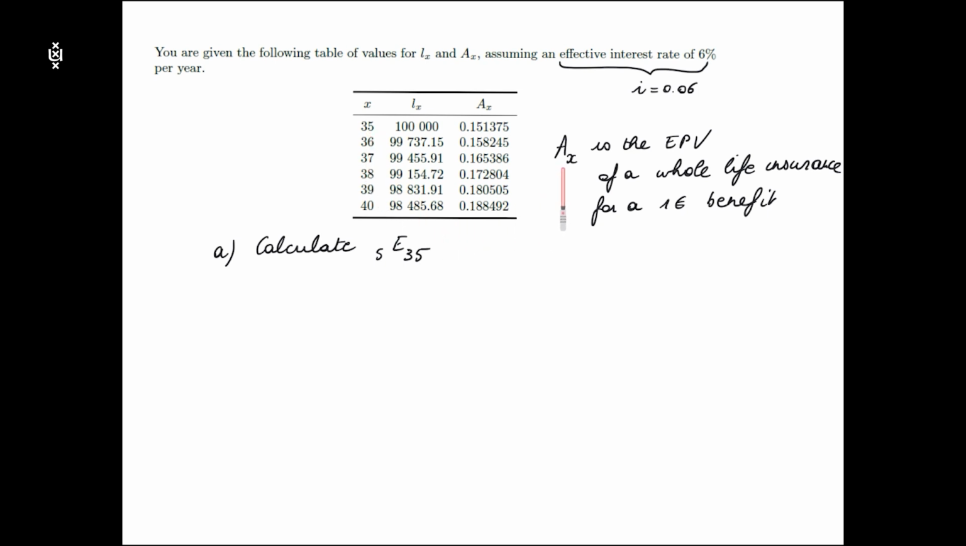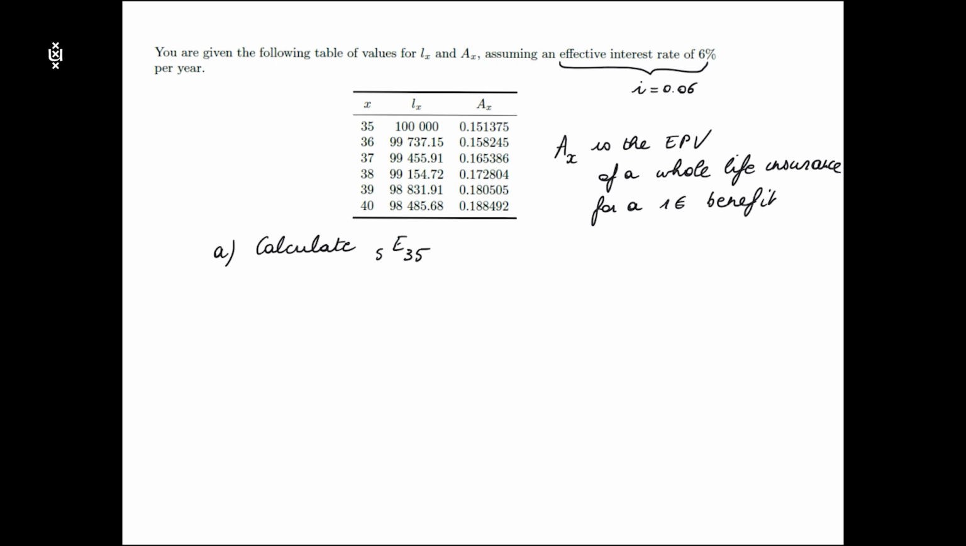And also recall that capital Ax is the EPV, the expected present value, of a whole life insurance in discrete time, working in discrete time periods of 1 year, and the death benefit is constant, equal to 1, so €1 or $1. Now in the first question here, we're asked to calculate 5E35. So first of all, we need to understand what this symbol is referring to.